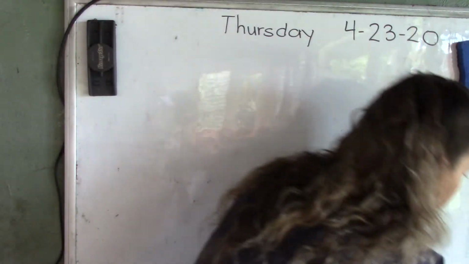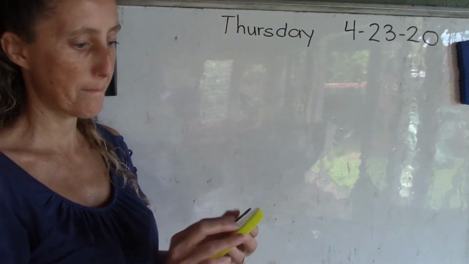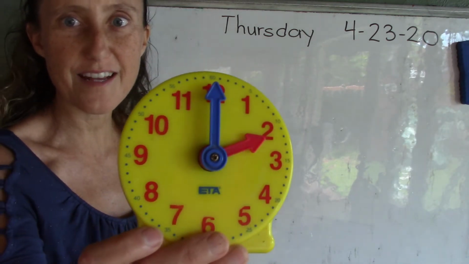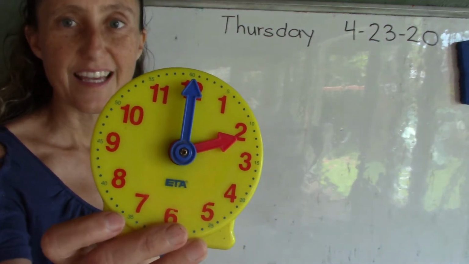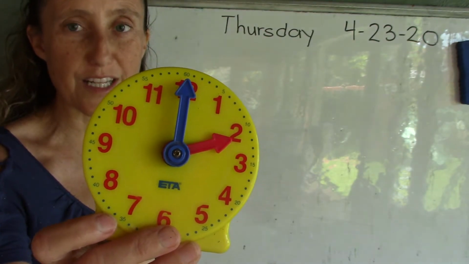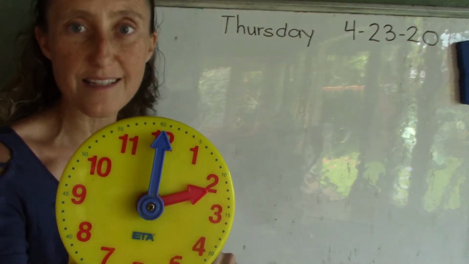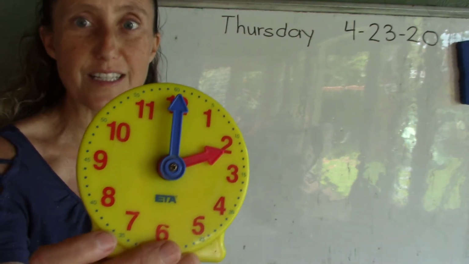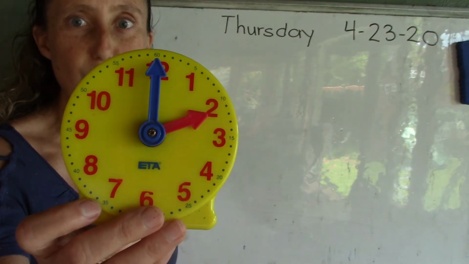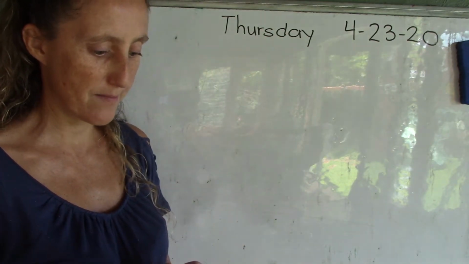And let's look at our clock. What time does our clock say right now? Our hour hand, the little red one, is pointing to the 2, and the minute hand, the blue one, is pointing straight up, which says o'clock. So it is 2 o'clock. Very good.